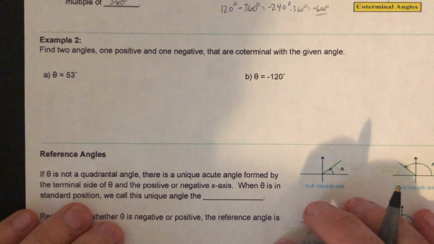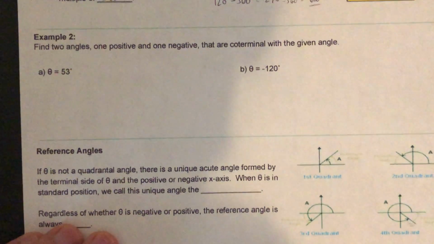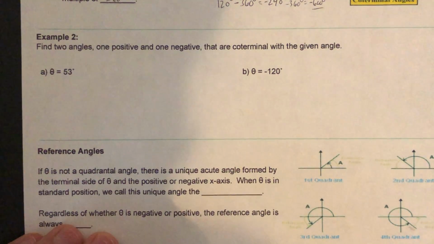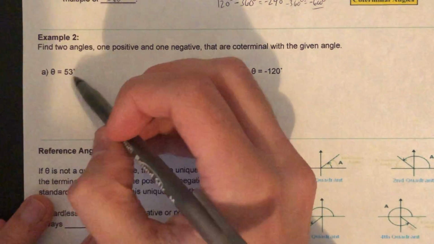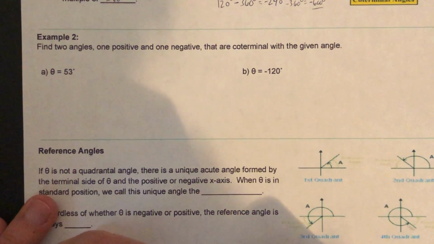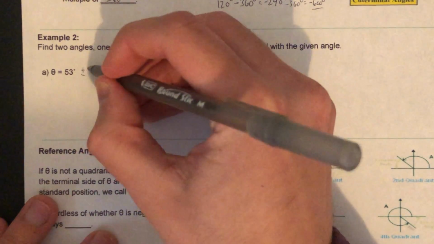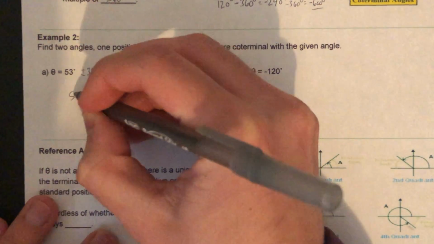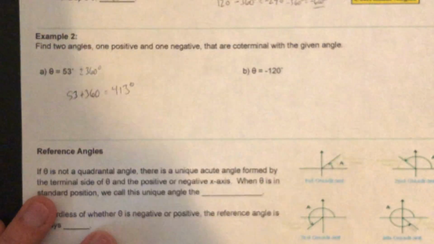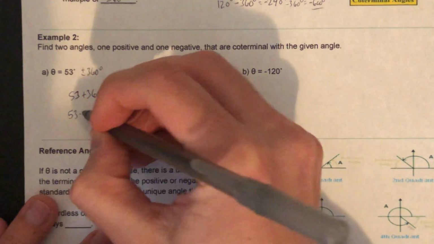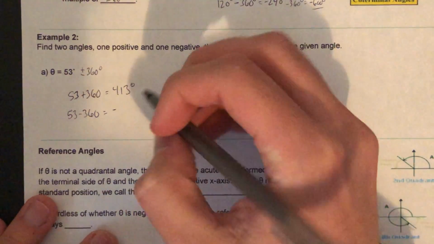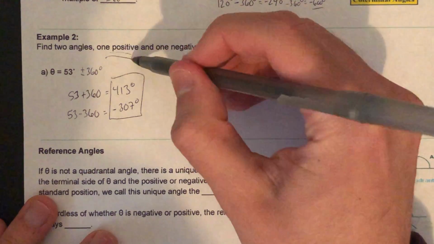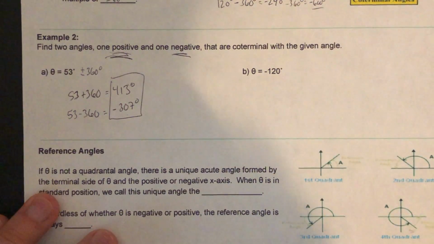So, coterminal angles. Find two angles, one positive, one negative, that are coterminal with the given angle. So, we have theta is 53 degrees. To find coterminal angles, remember you add or subtract 360 degrees. So 53 plus 360 gets us to 413 degrees. 53 minus 360 gets us negative 307 degrees. So we have a positive and a negative coterminal angle.